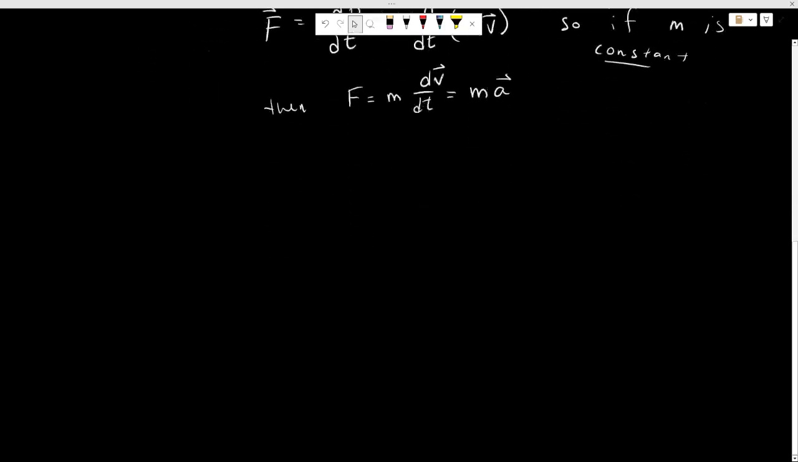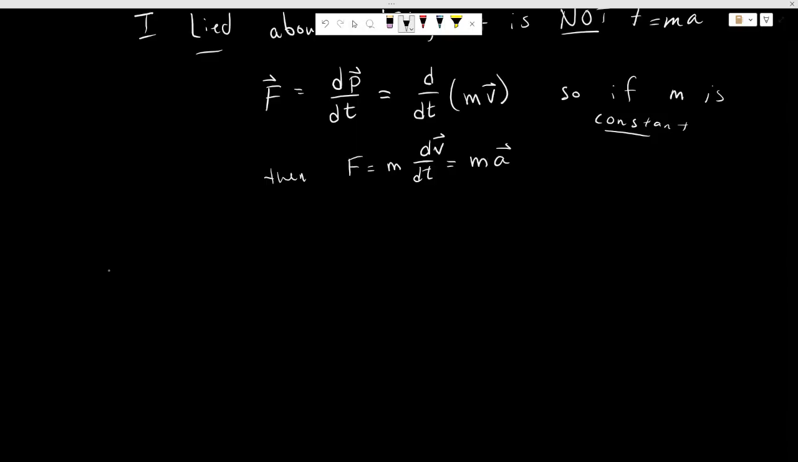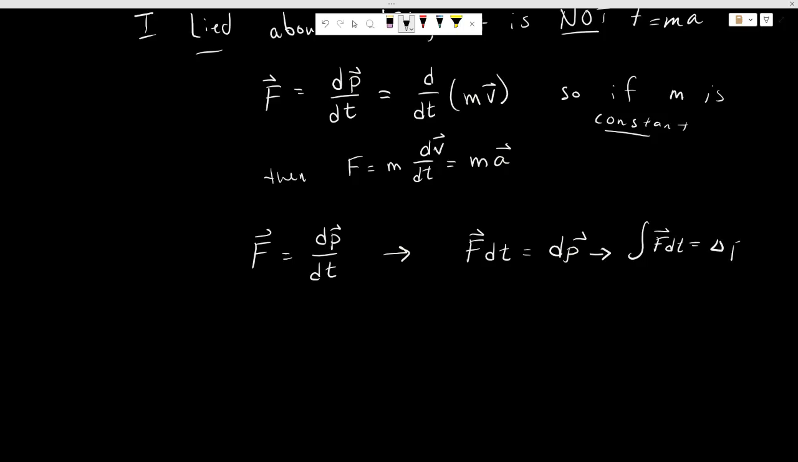So now when we're looking at this, if F equals dp/dt, well, that means that F dt is equal to dp. And then by that, we get that the integral of F dt is equal to the change in p. And this is exactly what it is. This is called, though, impulse.